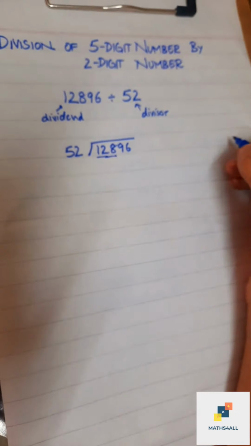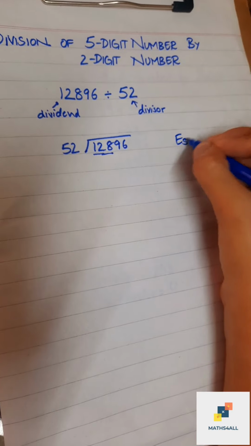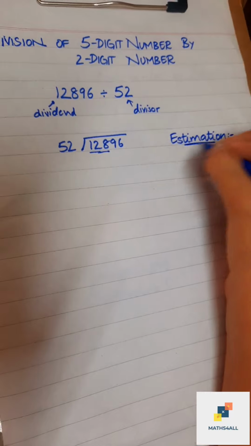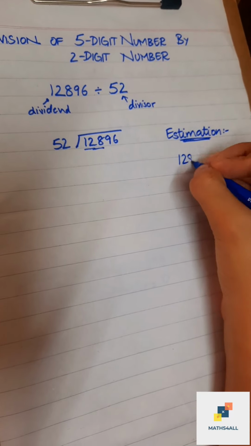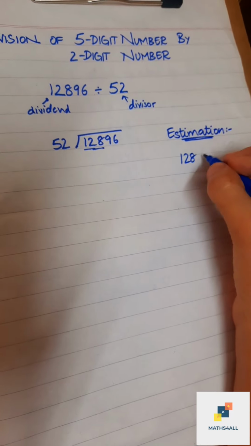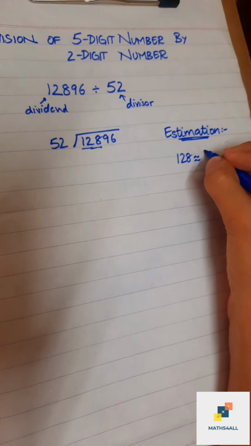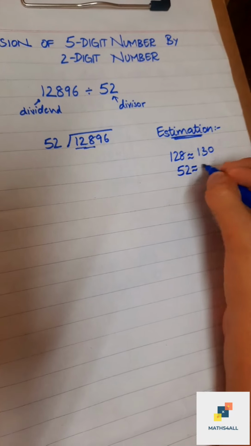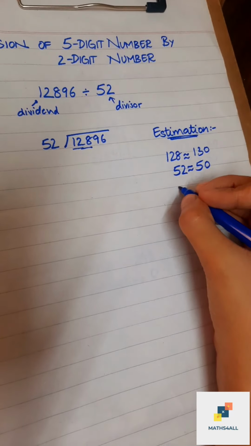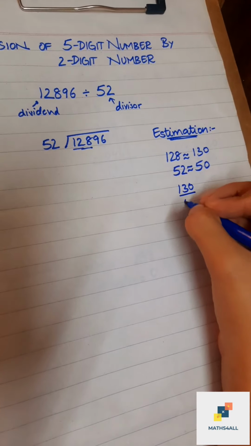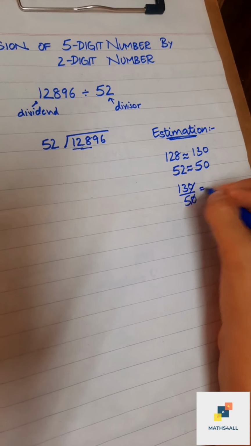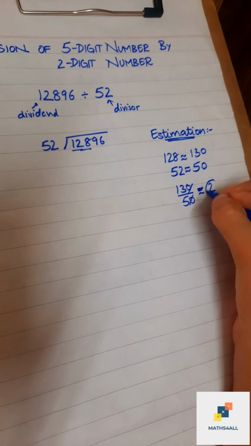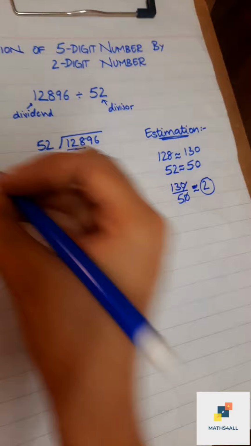Okay, so 12 is less than 52, so we want to divide 128 by 52, which is quite a bit difficult. So we are going to use the estimation method. For the estimation method, we have to round off the number to the nearest 10. So 128 can be written as 130, and 52 can be written as 50. We have to make the unit number 0. So instead of dividing 128 by 52, we would be dividing 130 by 50, and we get the number 2.